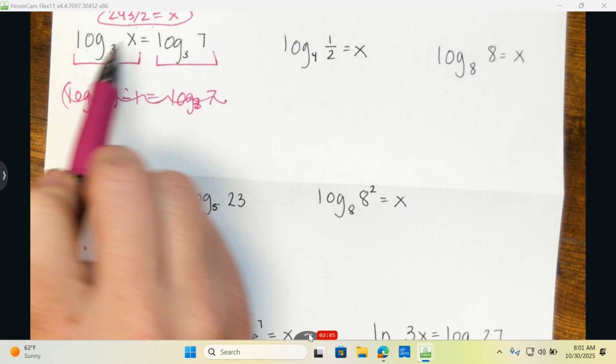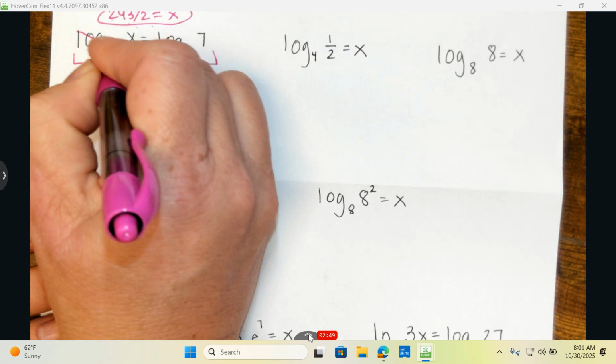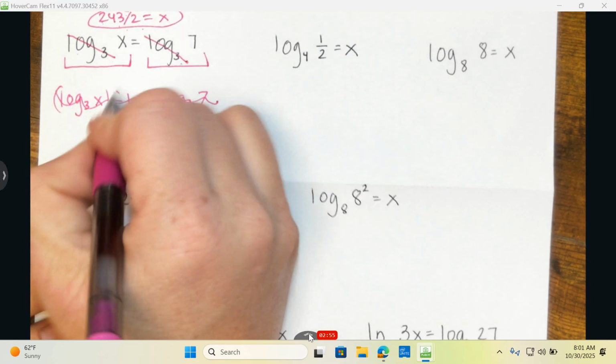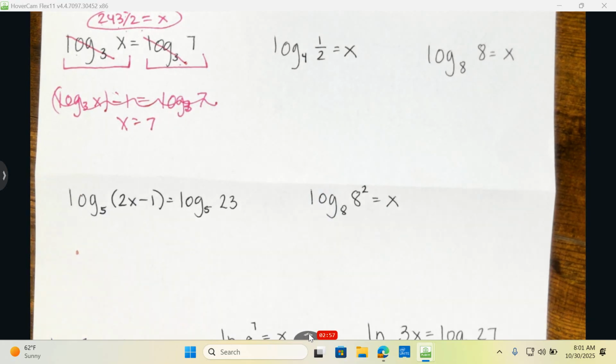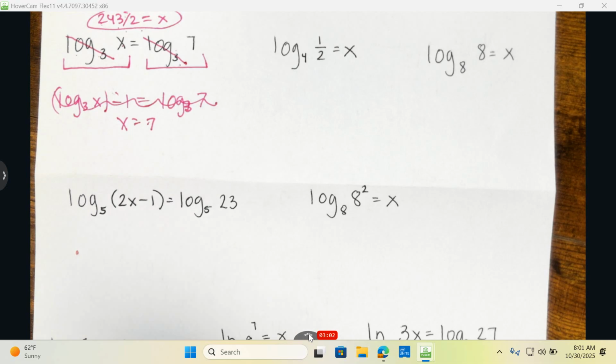But when the log and the base are exactly the same on the left and the right, what we get to do is we get to actually eliminate the log base 3 in this case. Now it could have been a log base 5, a log base 7, whatever. And now we have x equals 7. And that's true. If I would make this a 7, the left side and the right side would be equal.